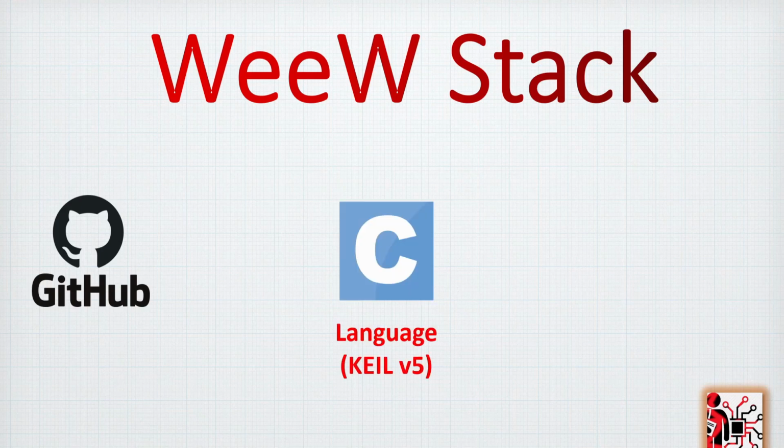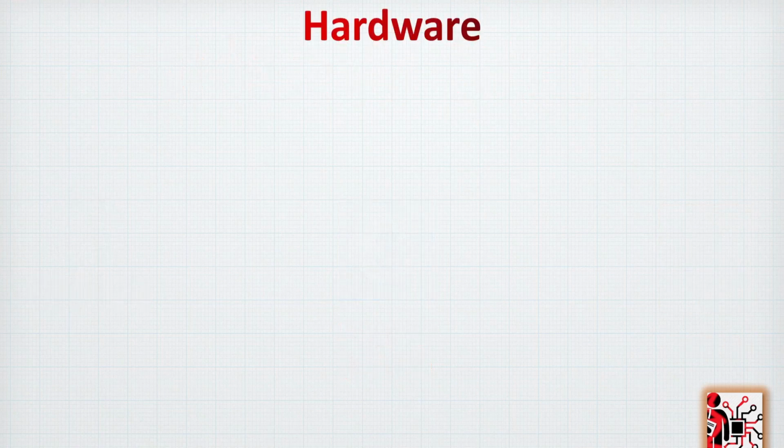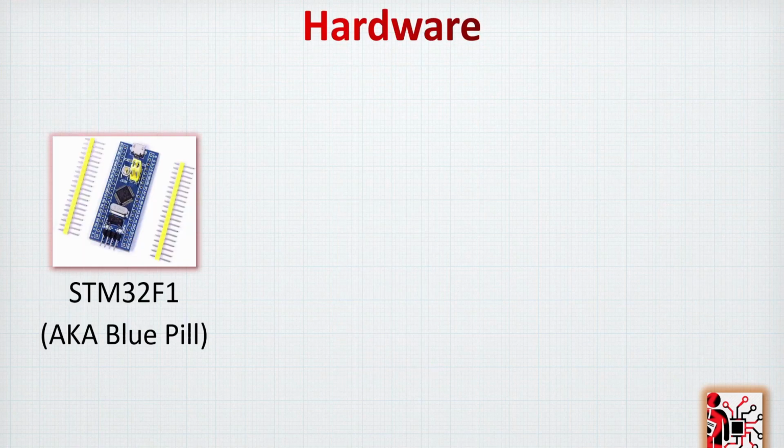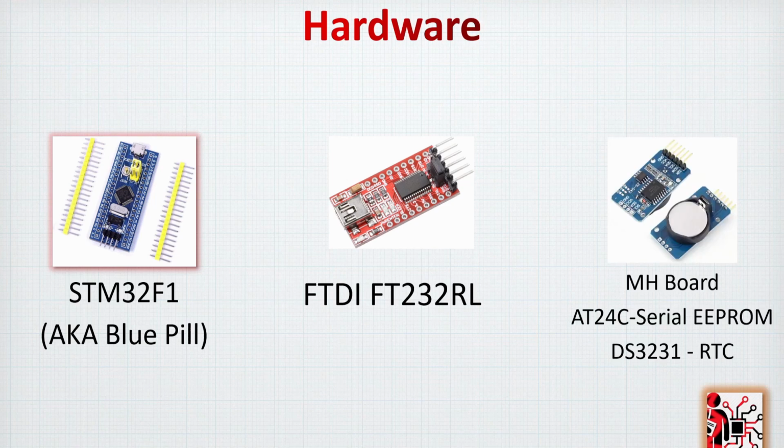We are going to use only the C language, and the program to code will be Keil version 5. Finally, you may need to take a look at the previous tutorials for the I2C communication, as well as the real-time clock and also the EEPROM communication. For the hardware, we are going to use the Blue Pill, which is an STM32F1 based board, and also the FTDI, which will be used for the UART communication with the computer. Finally, we are going to use this board, which has the AT24C serial EEPROM and also a real-time clock.